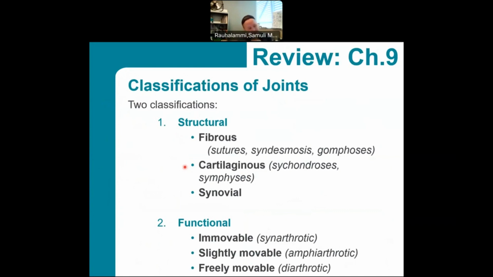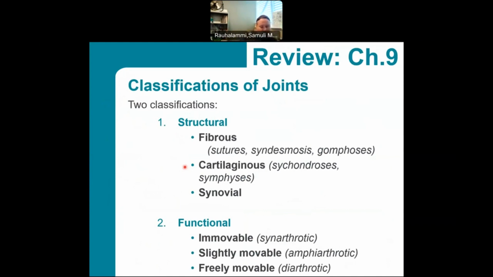Another example of cartilaginous joints would be our pubic symphysis, the part where the two bones on two sides come together. Normally this is held together, but we saw the exception that right before childbirth, that joint actually loosens up and opens so that the baby can come out through there.